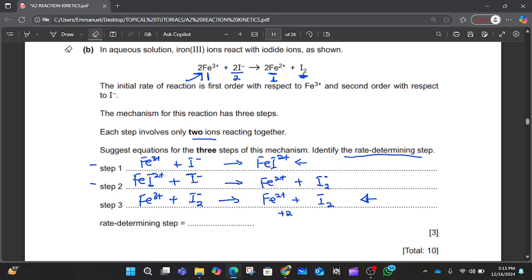The rate determining step is our second step. So this is step 2, because inside this intermediate, we have 1 mole of Fe3+, which corresponds to first order with respect to Fe3+. We have 1 mole of I- in this intermediate and 1 mole of I- over here. So that will be 2 moles of I- in this second step, which corresponds to second order with respect to I-. So our step 2 is the rate determining step.